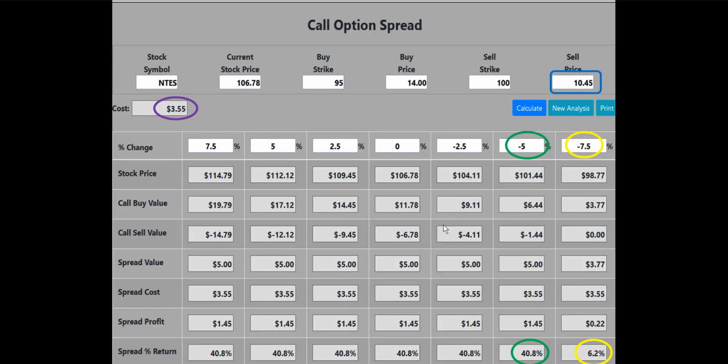So the entry price or debit cost for the spread is $355. The call option spread analysis calculator picture shows that the spread will make a 40.8% or $145 profit if the NTES stock price declines by 5%, remains flat, or increases in price when the options expire. If NTES is down 7.5% at expiration, the trade will make 6.2% or $22. Creating the debit spread will allow us to collect a $1,045 cash credit to our brokerage account for the sale of the 100 call. As we said on the previous slide, this reduces the cost of entering the spread to $355.